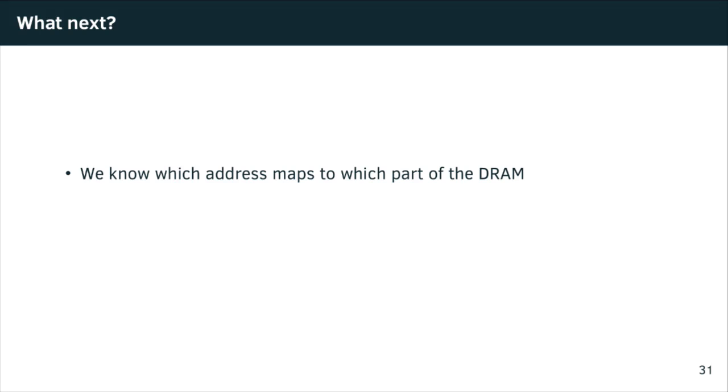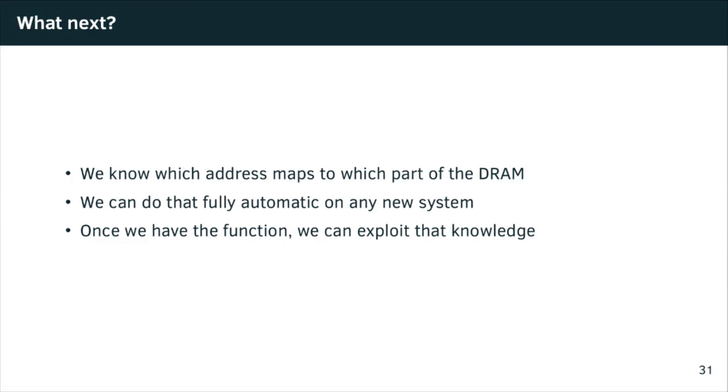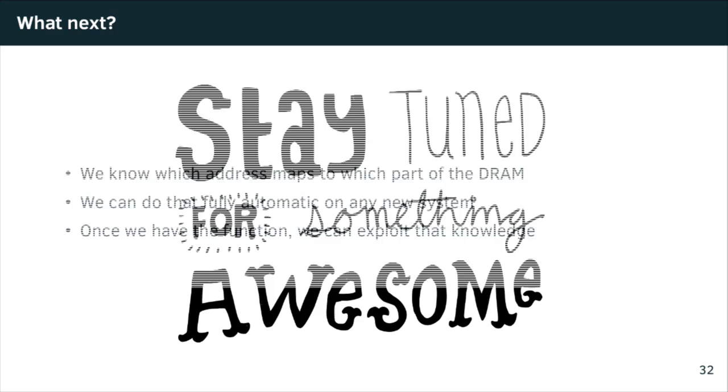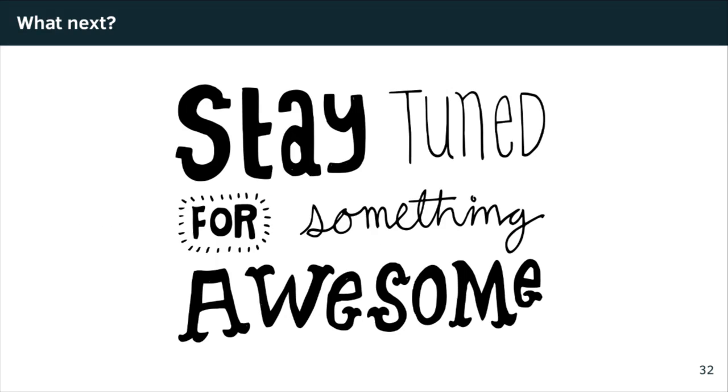So what we now have is a toolkit that gives us the mapping function for every computer, and we know which physical address maps to which part of the DRAM. And we can do that everywhere, fully automated, and now we want to exploit that knowledge. So we have that knowledge, now we want to exploit it with some attacks.